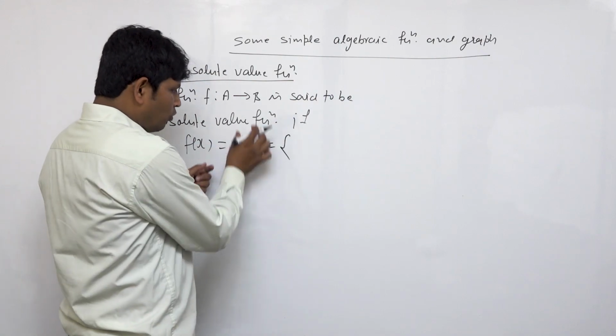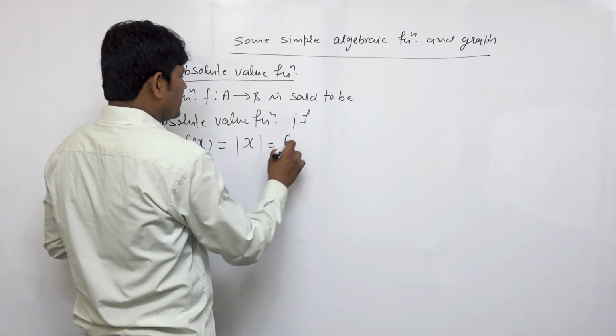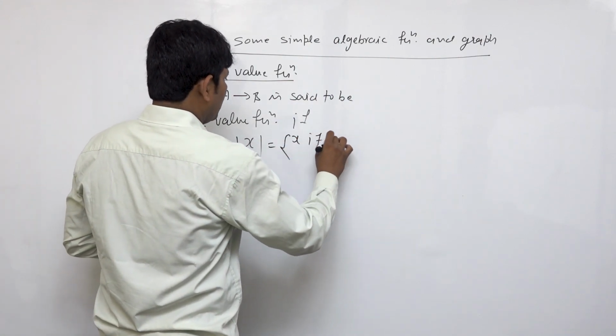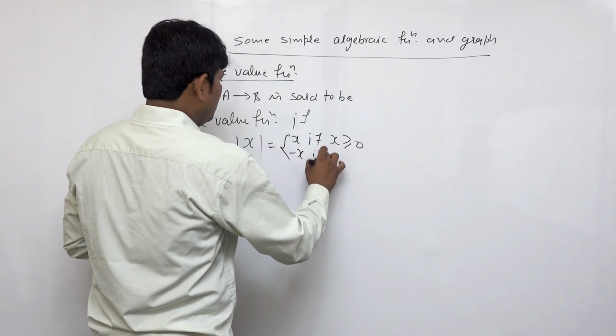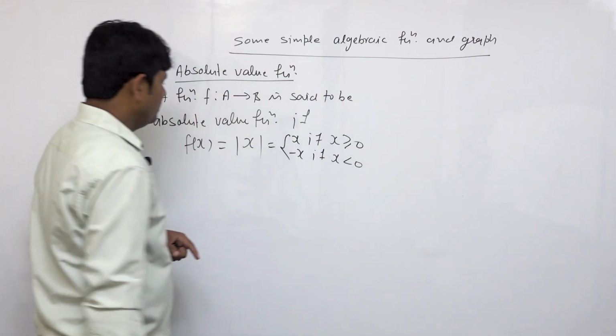So how to define modulus? Modulus of x is equal to x if x is greater than or equal to 0. Modulus of x is equal to minus x if x is less than 0.